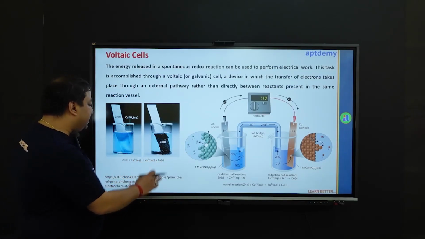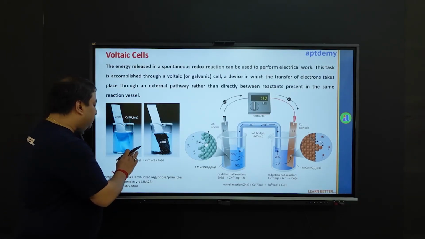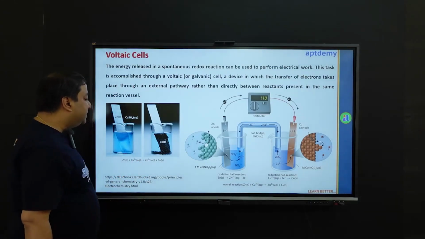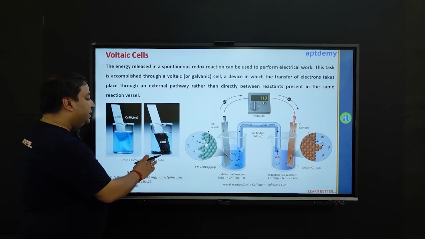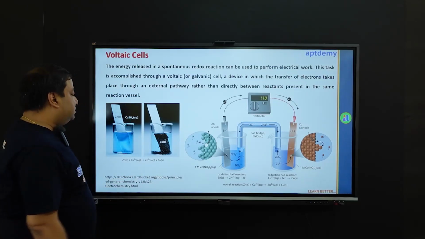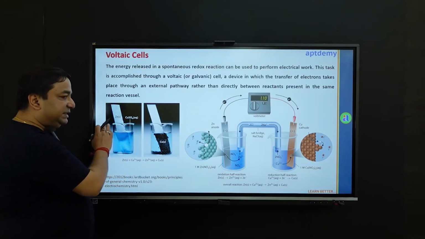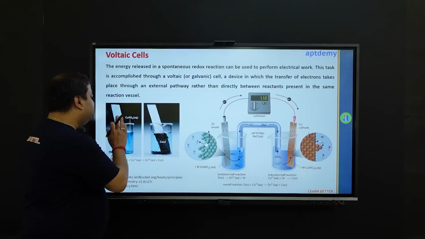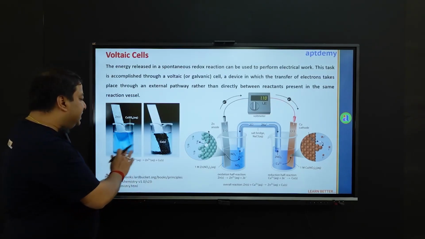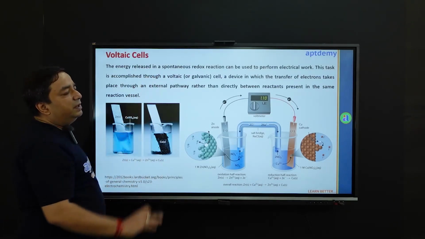So the equation that we can write over here is zinc, that is metallic zinc, plus Cu2 plus ions, arrow, giving us zinc 2 plus ions plus the copper metal. Okay. Now, the electron that is being transferred from the zinc, which is the reductant, to Cu2 plus, which is the oxidant, this electron that is being directly transferred cannot be used to get some useful electrical work.